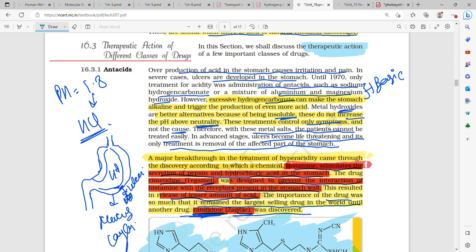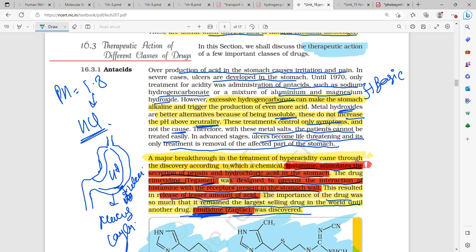Until 1970, there was only one treatment for acidity, which was the consumption of antacids, and those antacids were either sodium hydrogen carbonate or a mixture of aluminium and magnesium hydroxide. But later on, it was realized that if we consume too much hydrogen carbonate or bicarbonate, it will turn our stomach pH alkaline, and since our body requires a balance and the stomach is always acidic, it will cause the oxyntic or parietal cells to secrete even more acid.